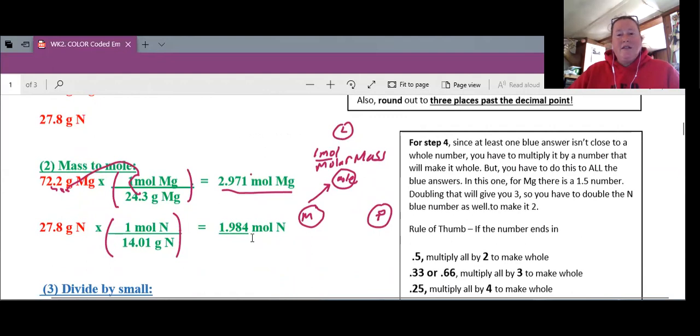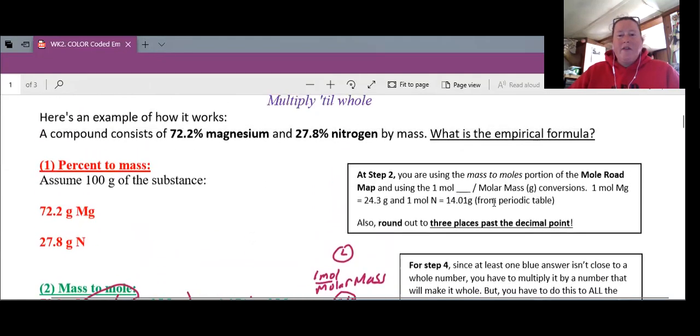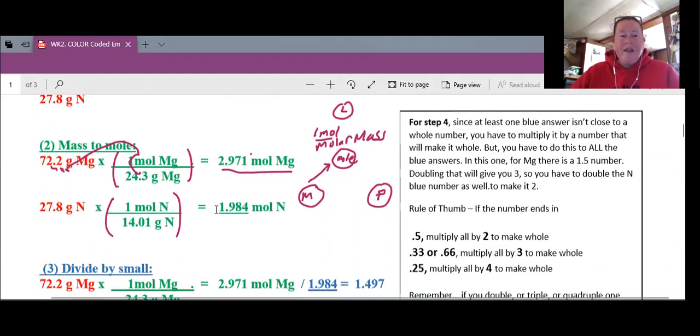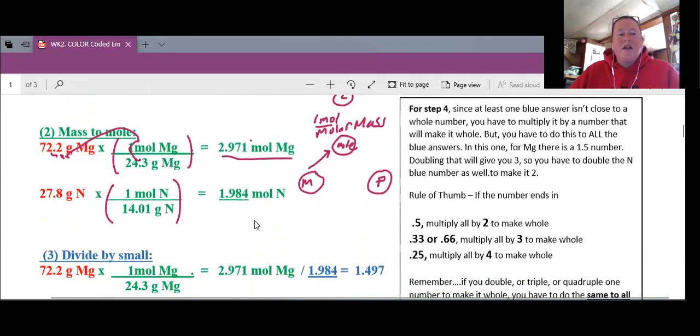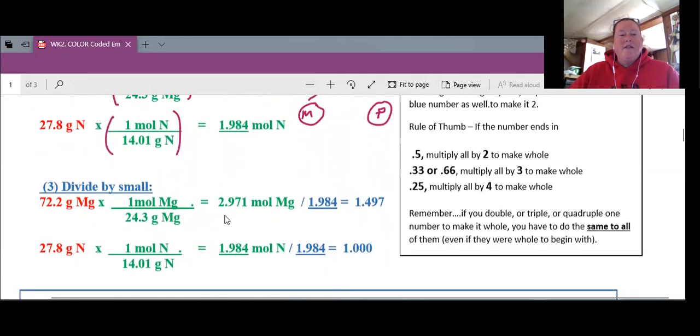So the next step, first of all, let me focus on this. At step 2, you're using the mass to moles portion of the roadmap. And I'm giving you the values of molar masses from the periodic table. Also at this step, I want you to round to 3 places past the decimal point, as I did here. It's really important to do this to get the best results. So the next step is divide by small.